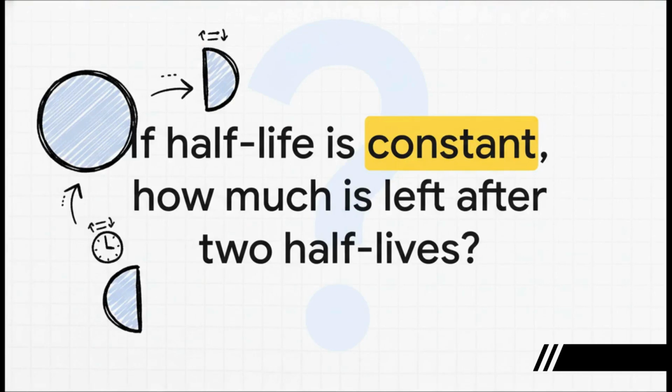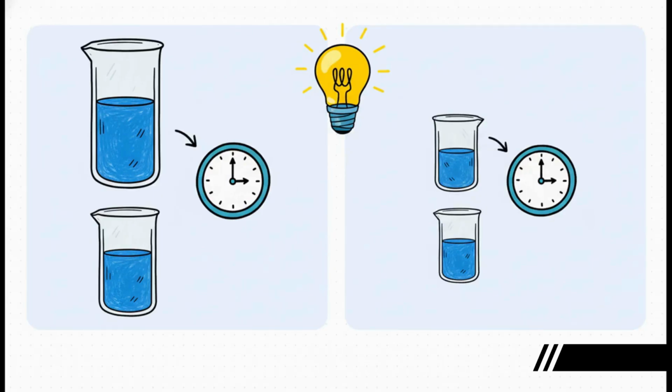Okay, I want you to actually pause and think about this for a second. If a half-life is constant, let's say it always takes 10 minutes to cut your material in half, how much is left after 2 half-lives? That's 20 minutes. Don't just guess, think it through. Did you get it? The answer is 25%. After 1 half-life, you've got 50% left. After the second, you have half of that.